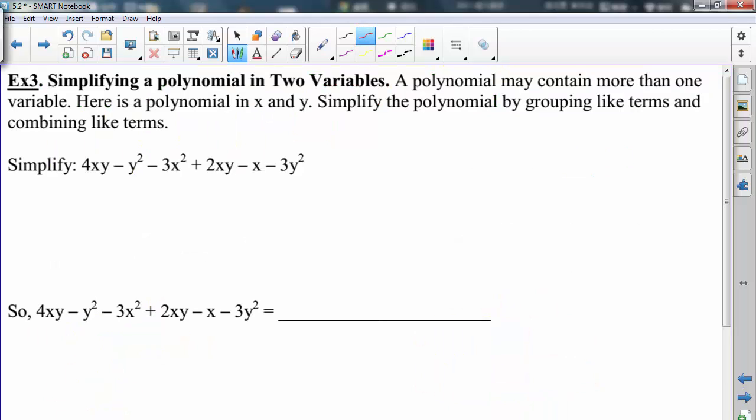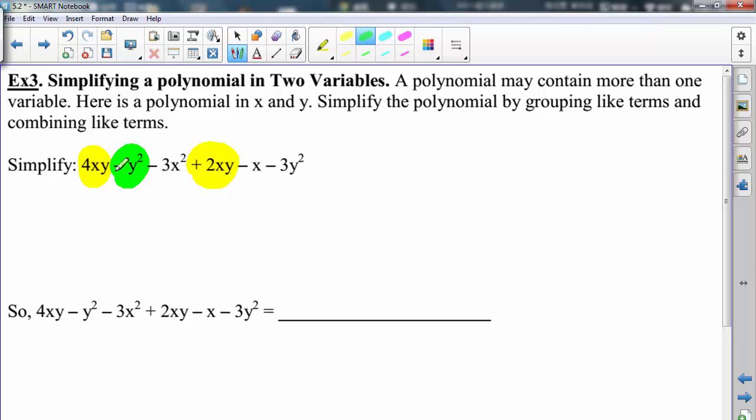Simplify a polynomial in 2 variables. A polynomial may contain more than 1 variable. Here is the polynomial in x and y. Simplify the polynomial by grouping like terms and combining like terms. I will still want to use the highlighter. I use the yellow color for the first term, 4xy. Can you find its like term in the polynomial? Its friend, which is also its like term, is plus 2xy.